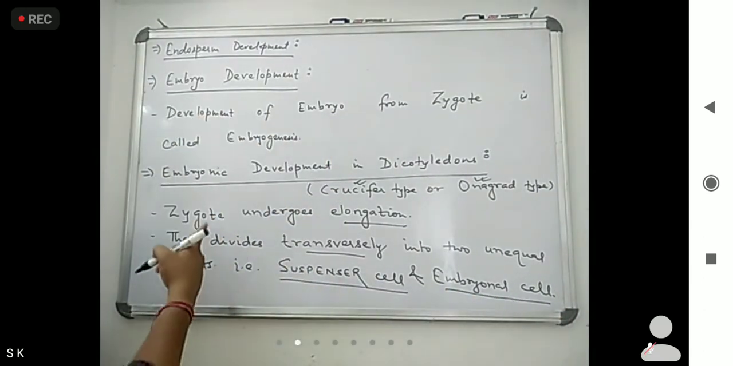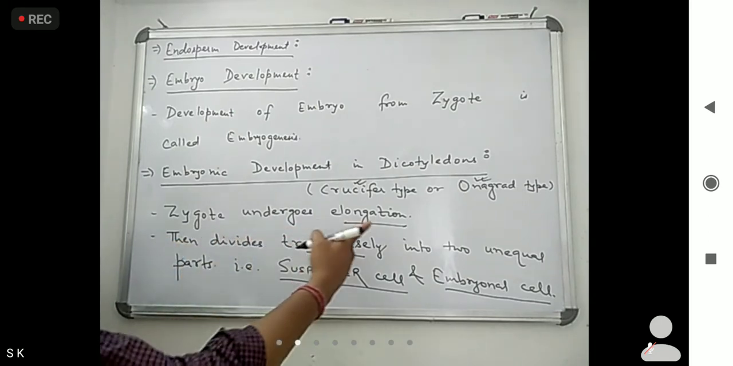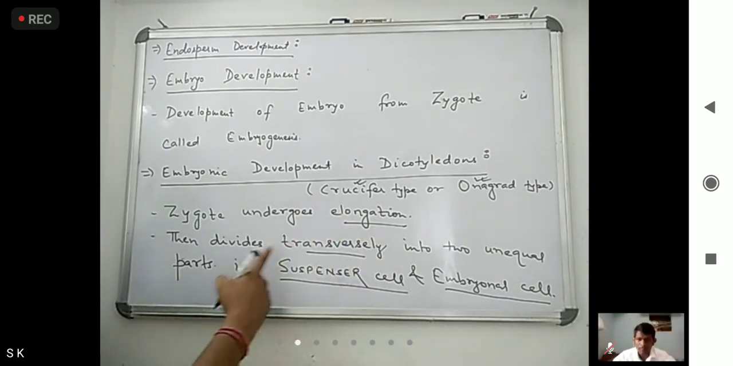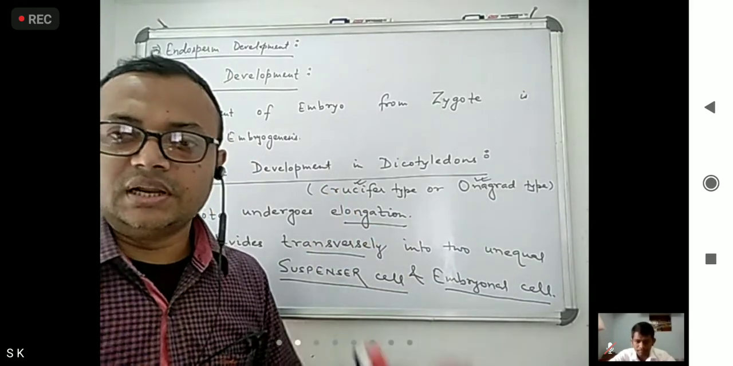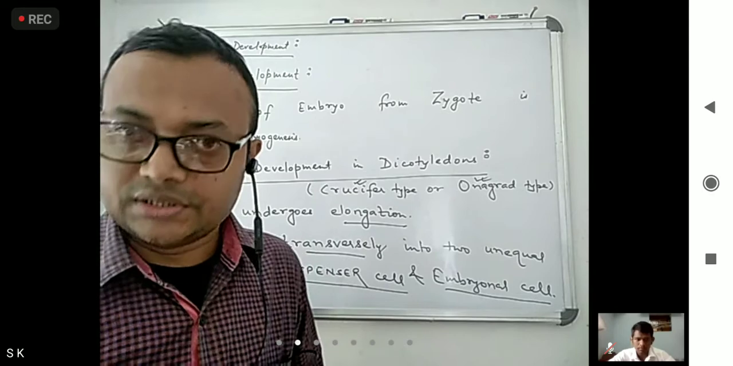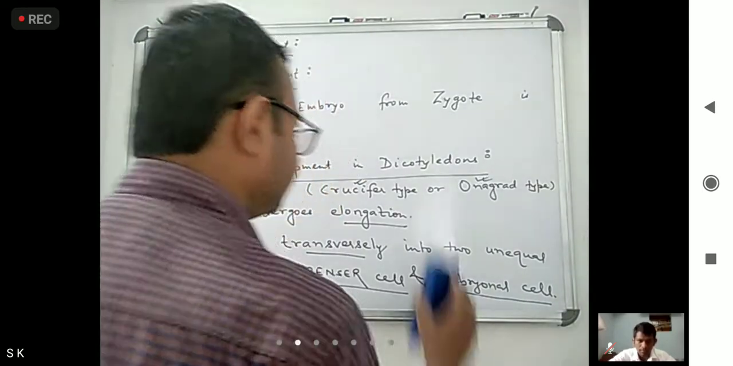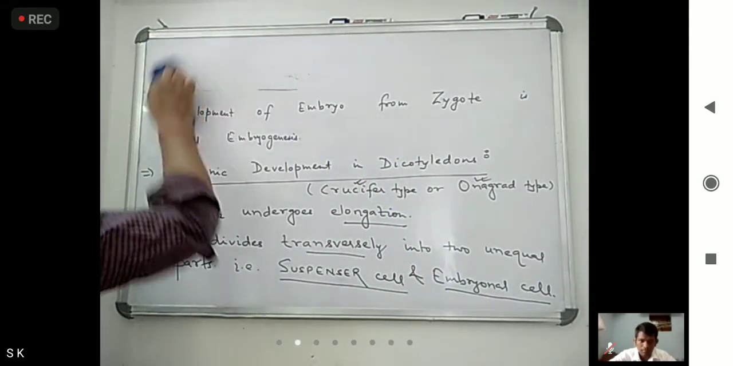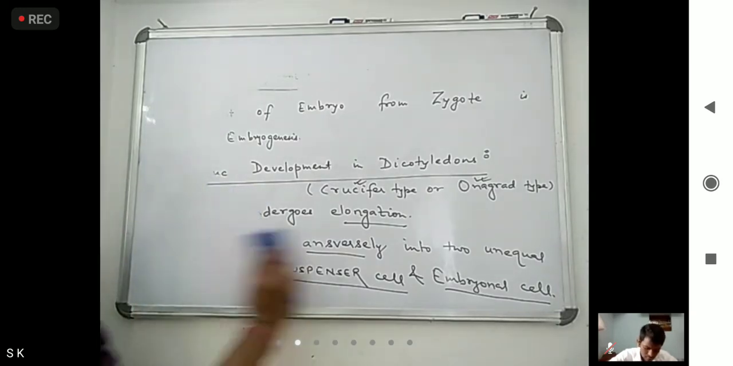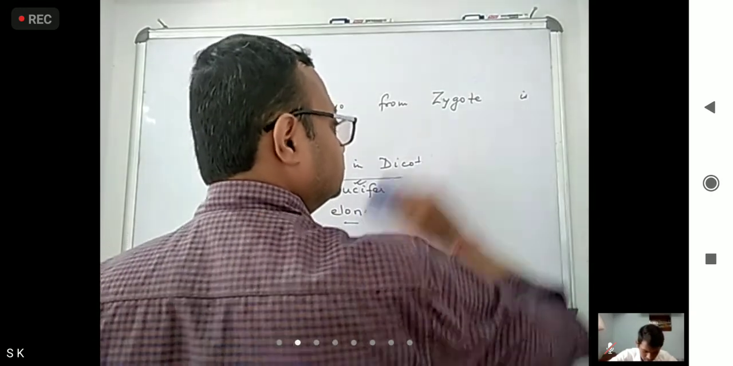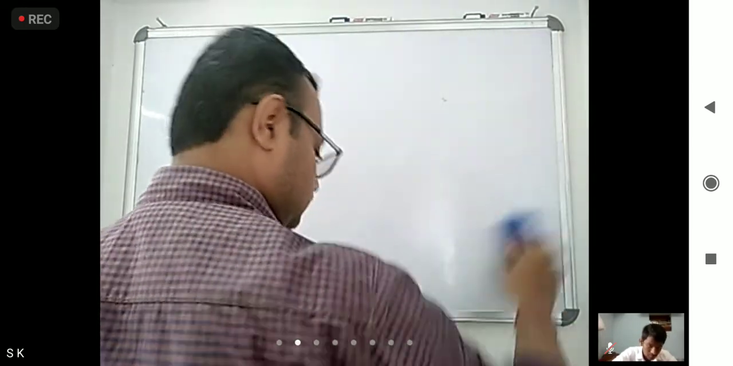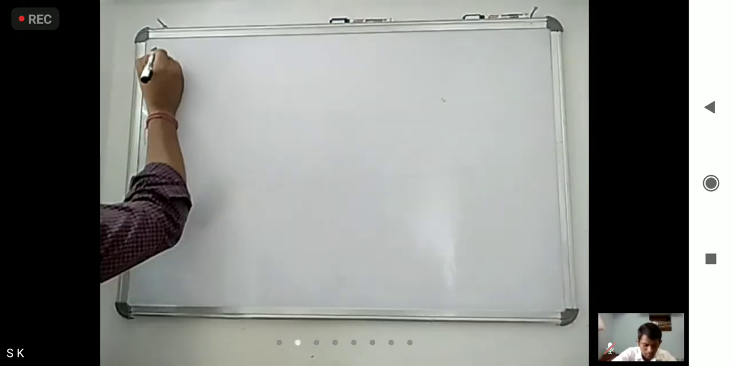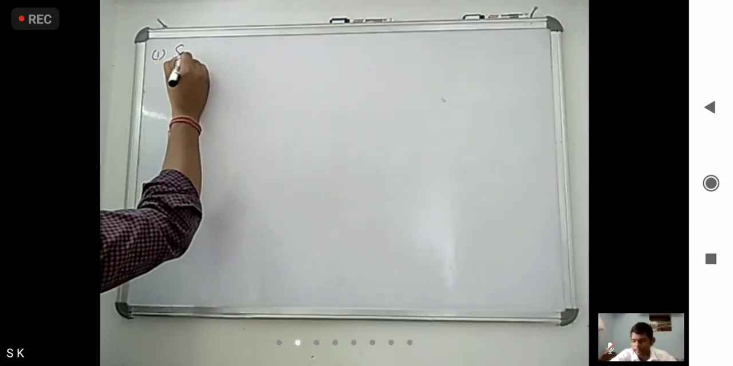So when this zygote undergoes elongation, then what happens? It divides transversely into two unequal parts. One is the suspensor cell and one is the embryonal cell. Okay, so one by one we will see. So first we will see the suspensor cell.